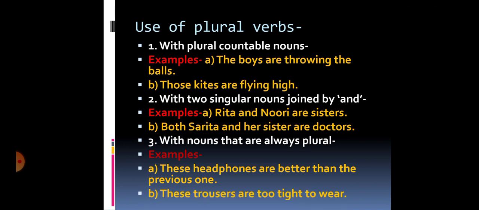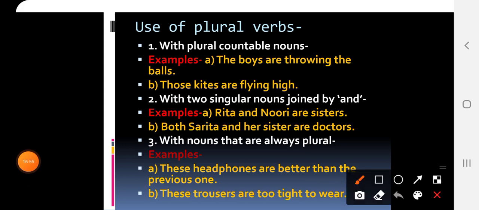Another example, these trousers are too tight to wear. In this example, trousers is a subject and trousers is always used as a plural subject. So that is why the plural verb has been used with it.